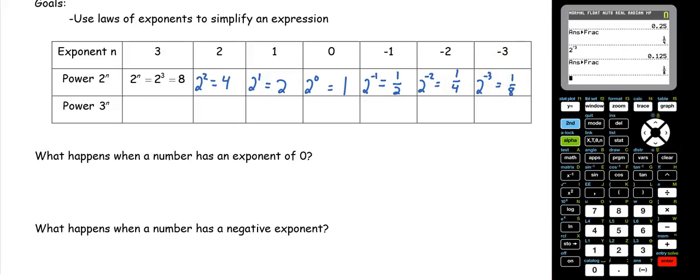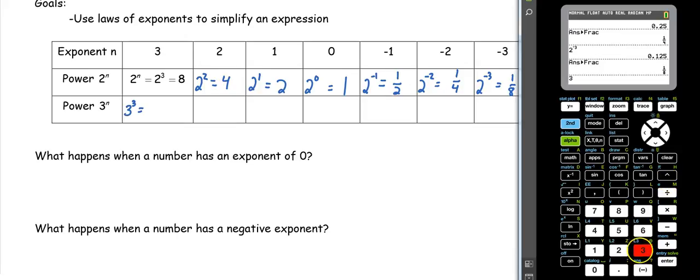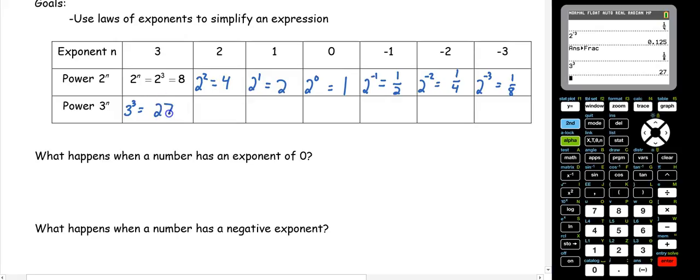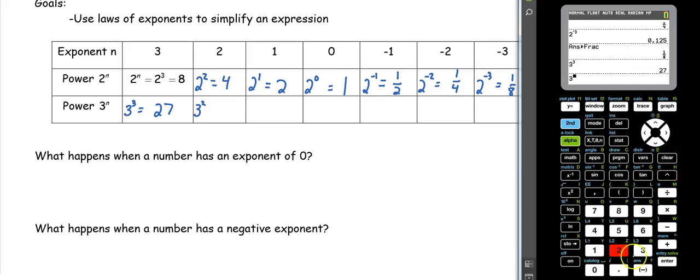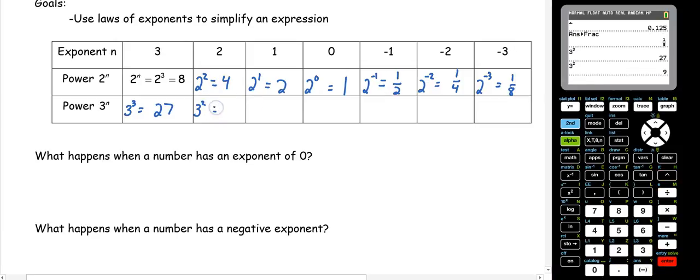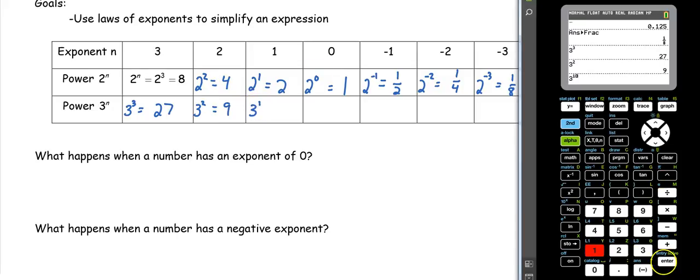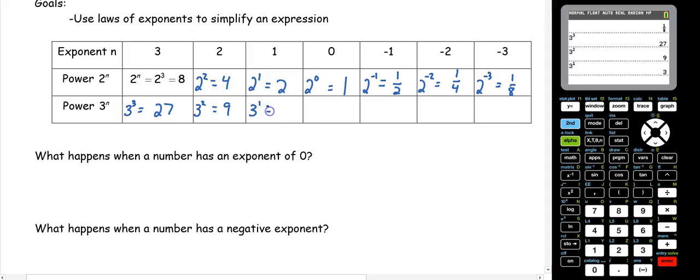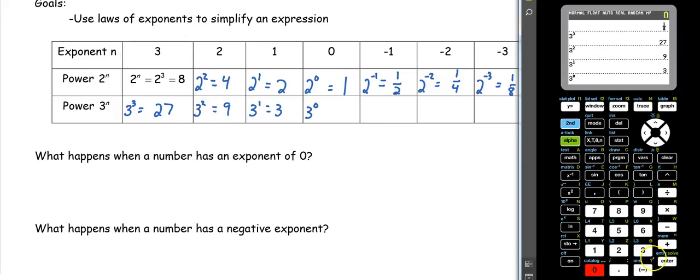Now let's do the same thing, but we're going to use 3 as our base this time. So first we have 3 cubed, so 3 caret 3 is 27. Then we have 3 squared, so 3 caret 2, which is 9. 3 to the first, which is 3. 3 to the 0, which is 1.